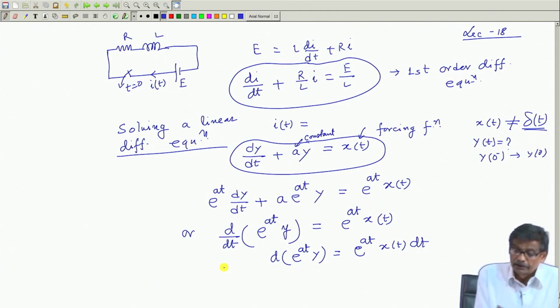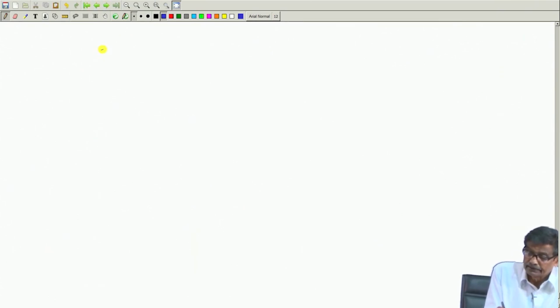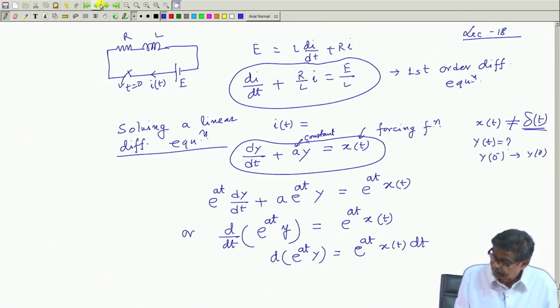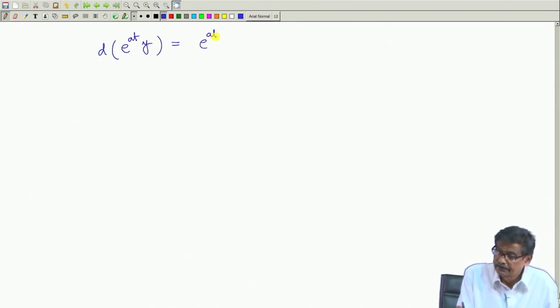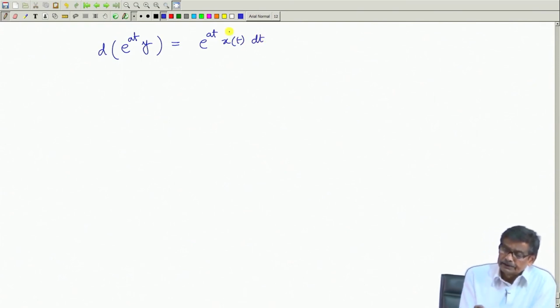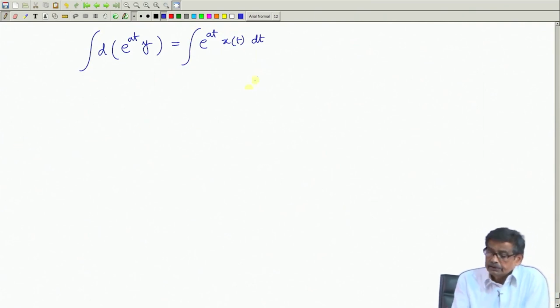Now, this one, let me go to the next page and write d of e to the power a t into y is equal to e to the power a t into x t, where x t is the input, the forcing function, into d t. My target is to get y. So, I will integrate both the sides. The moment you integrate, you generate an integrating constant A.